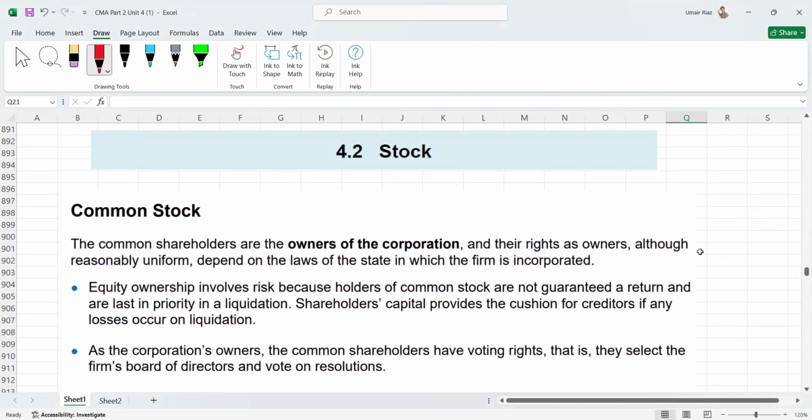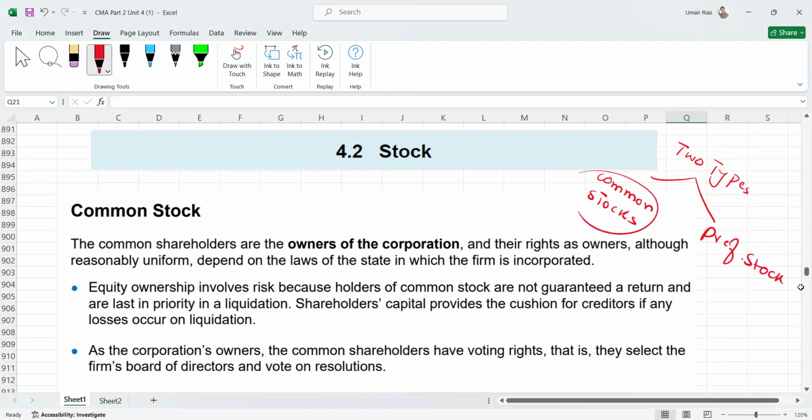So guys, first of all, we need to understand that we have two types of stocks, mainly. The first type is called what? Common stock. Stocks mean to say share. And the second type is called what? Preferred stock. So starting with the common stock.